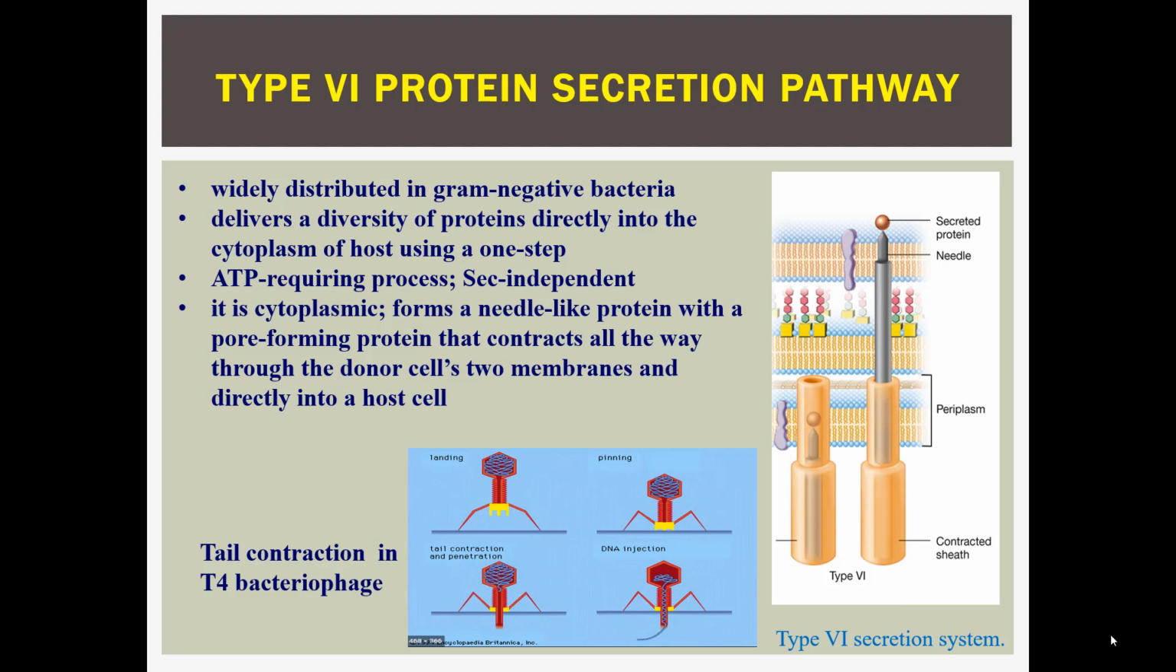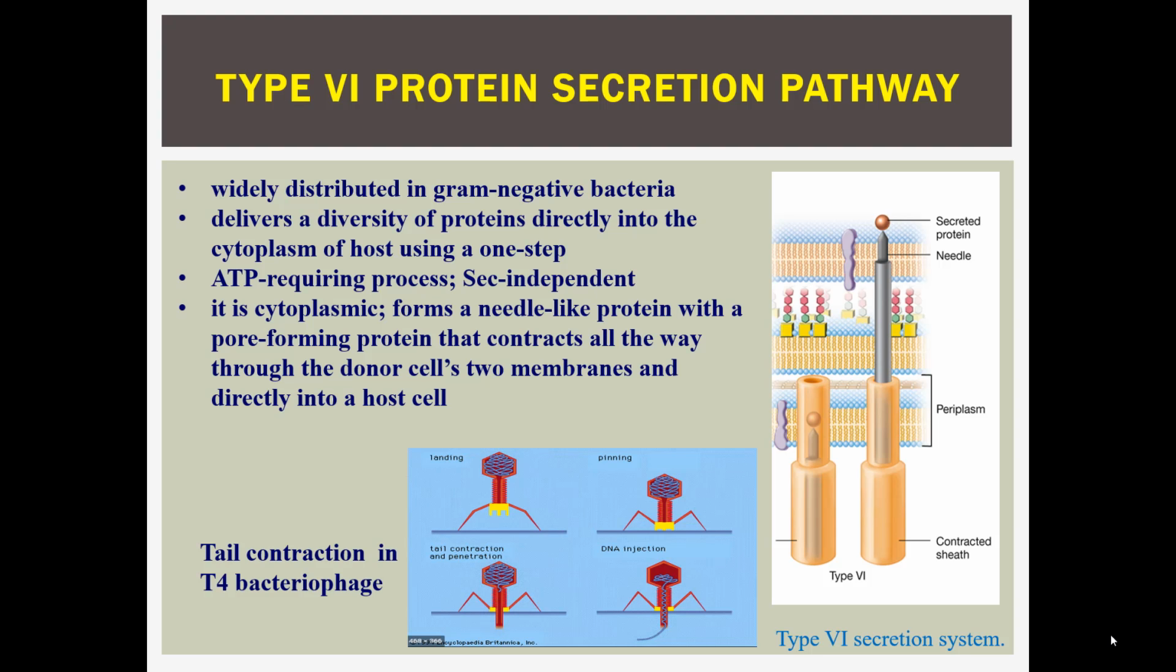However, unlike the pilus-like structure of the type 3 and type 4 translocase systems, the type 6 translocase is cytoplasmic and forms a needle-like protein with a pore-forming protein that contracts all the way through the donor cell's membranes and directly into a host cell once a substrate molecule is recognized. The overall delivery process is similar to the mechanism that the tailed bacteriophage T4 uses to deliver DNA into an E. coli cell through tail contraction.